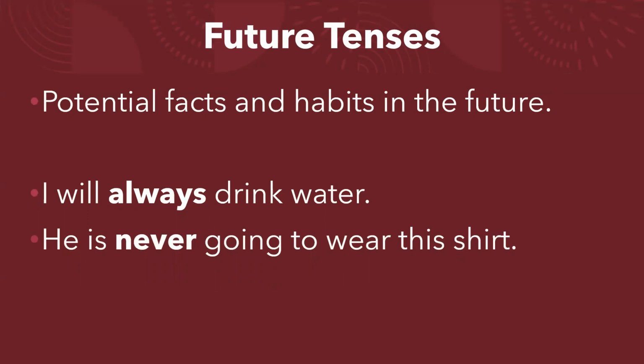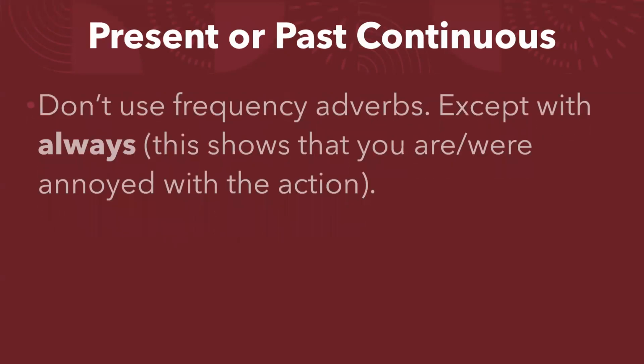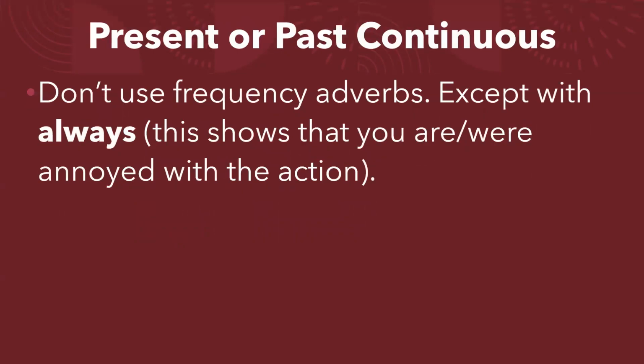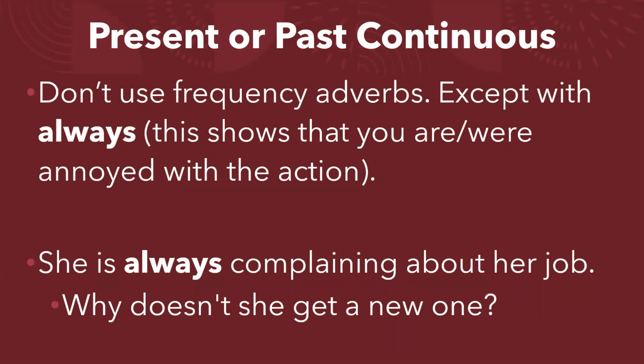And now, here we have something that we want to pay special attention to. For the present or the past continuous, can we use the frequency adverbs? Well, don't use frequency adverbs, except with always. With always, this shows that you are, or if in the past, were annoyed with the action. She is always complaining about her job. Why doesn't she get a new one?